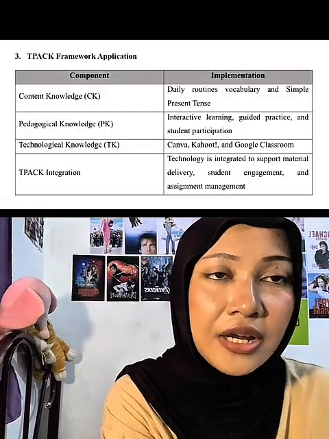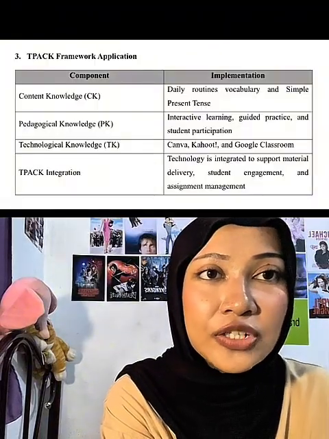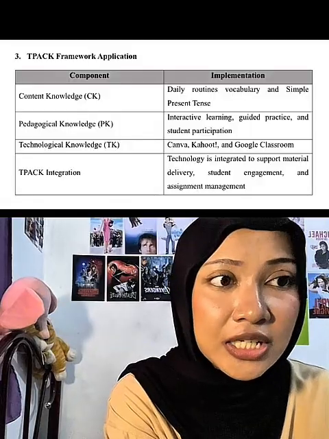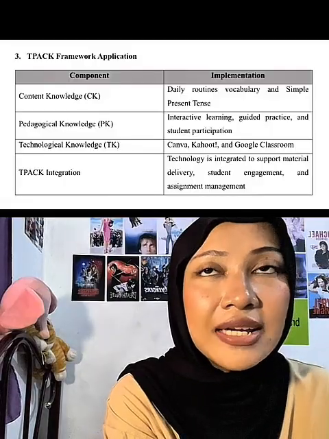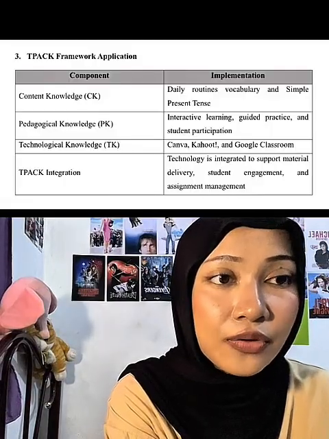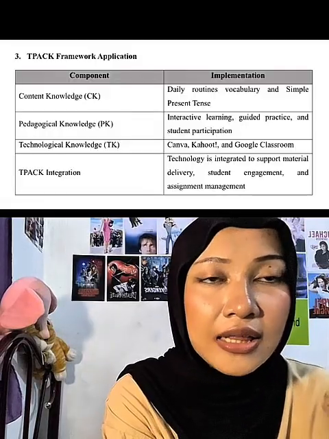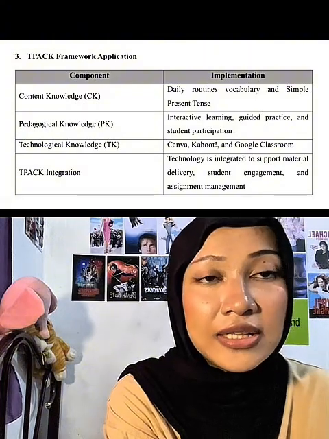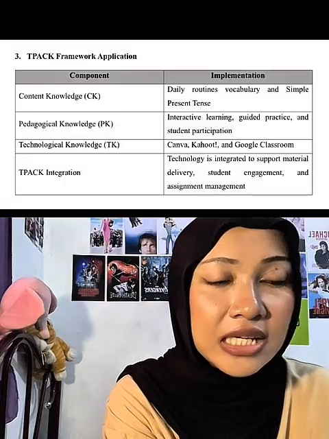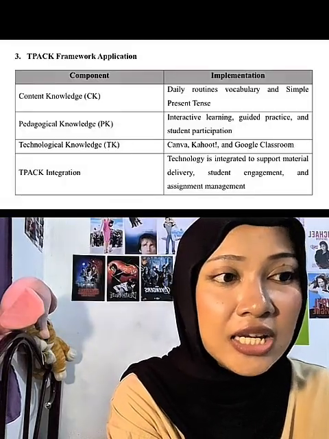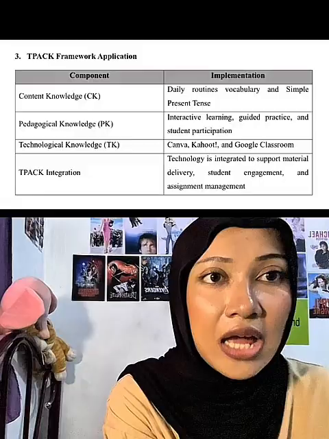And then the third component is technological knowledge or TK. This refers to the teacher's ability to use the technology. For this lesson, I selected Canva, Kahoot, and Google Classroom because each tool has a different role. Canva helps me to deliver material visually, and Kahoot helps students practice while enjoying the activity. Google Classroom I use to support the assignment, management, and communication. When these 3 components work together, students can learn more actively and meaningfully.